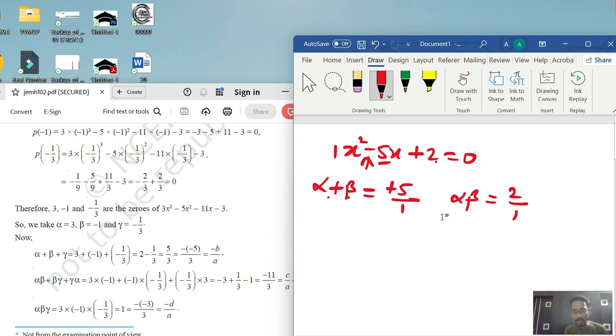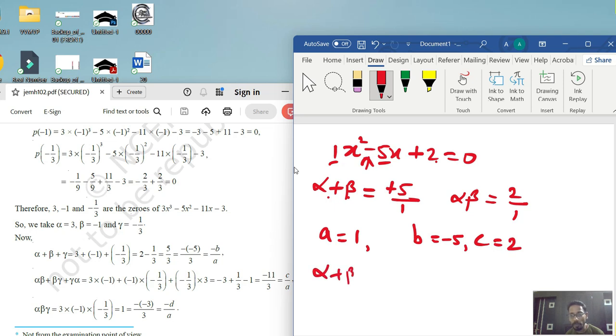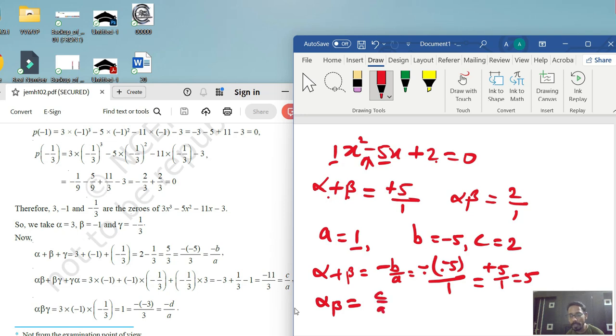If we write this in terms of a, b and c, so a will be 1, b will be -5, c will be +2. Okay, so if you want to find alpha plus beta, you will have to write minus b by a, and the value of b is -5 and the value of a here is 1, so we can write minus minus plus 5 by 1, that is 5. If you want to find alpha beta, you will have to write c by a, that is 2 by 1, that is 2.